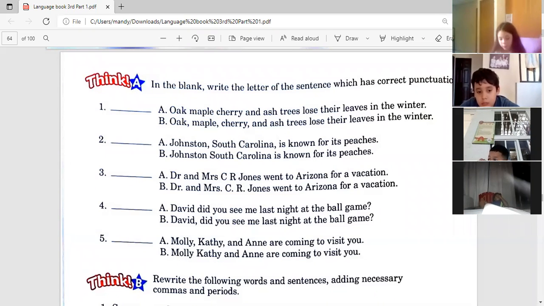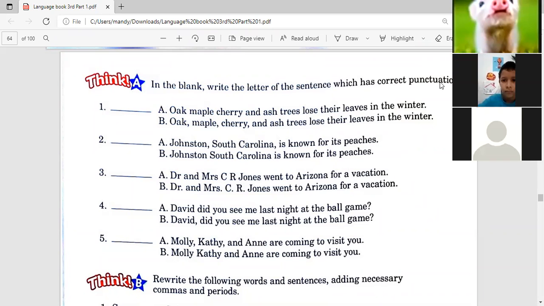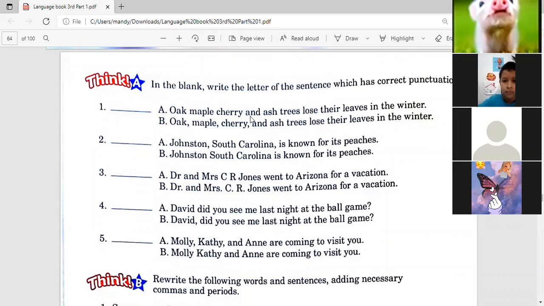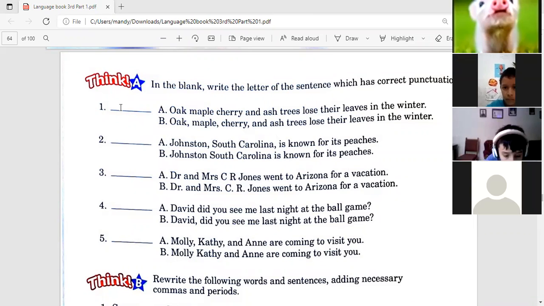What is the correct answer, A or B? Okay, if you have the answer, raise your hand. Si usted tiene la respuesta, levante la mano. A or B? Okay, Alejandro. B. Okay, so this one is letter B, exactly.